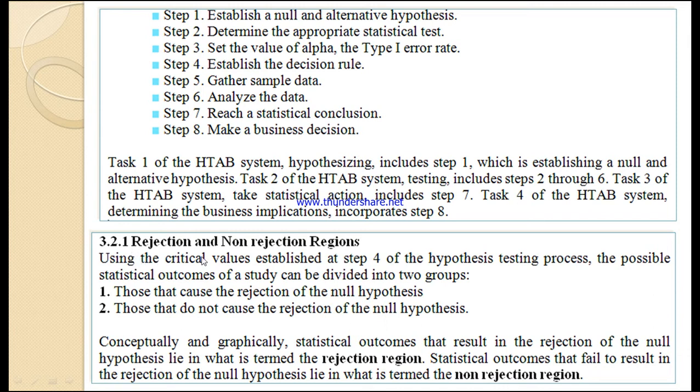When we use the critical values that we establish at step number 4, the possible statistical outcomes of a study can be divided into 2 major groups or regions. The first one is those that cause the rejection of the null hypothesis, which is known as the rejection region, and the second one is those that do not cause the rejection of the null hypothesis, which is known as the non-rejection region.